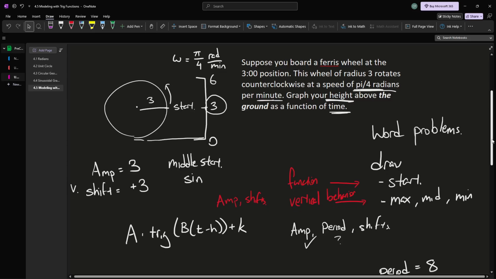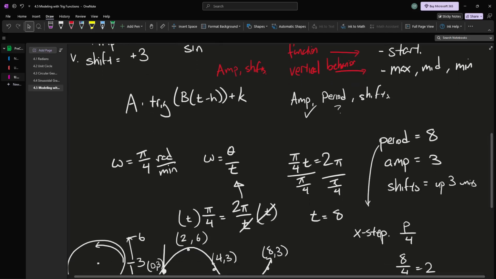The next bit is my period. I need to find out how long one full rotation is. So look, I see pi over 4 radians. This is a little throwback to 4.3, like I said before, where I want to find the angular velocity, which tells me how fast I travel in an angle. The angle I must travel is 1 full rotation, or 2 pi. So pi over 4 equals 2 pi over t to get my period of 8.